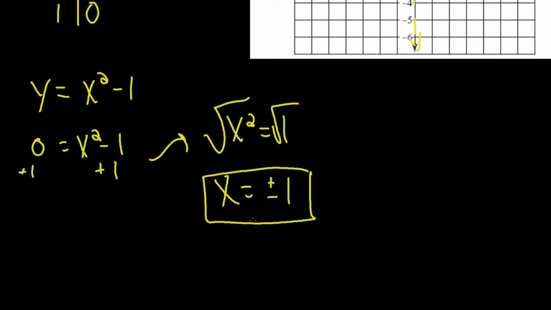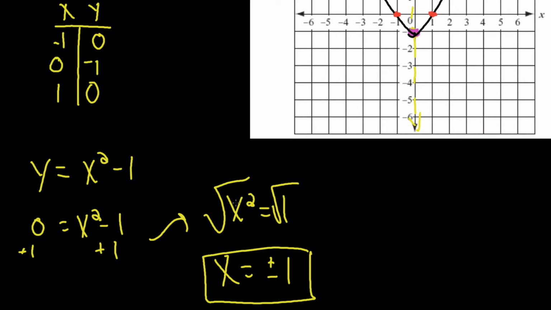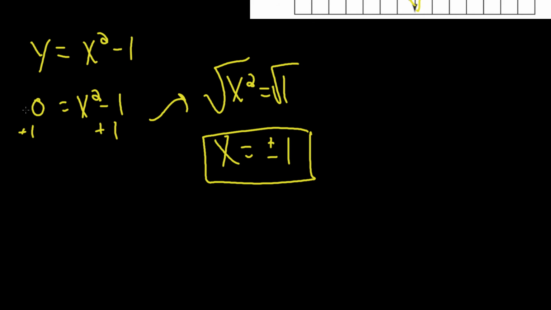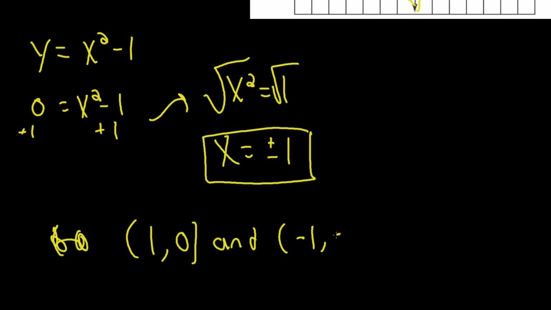Indeed, you can even use the square root technique to get points on the graph. Because you set y equal to 0 here in the beginning, and you find that when y equals 0, x equals plus or minus 1. So you get the 2 points: x equals 1, y equals 0, and x equals negative 1, y equals 0. That is literally all that's going on.